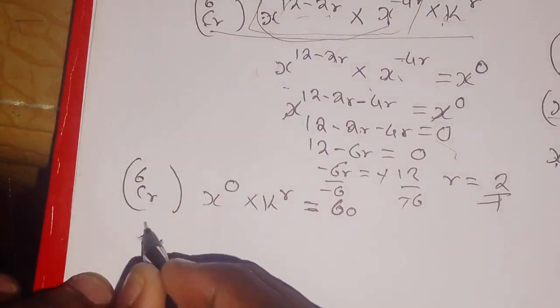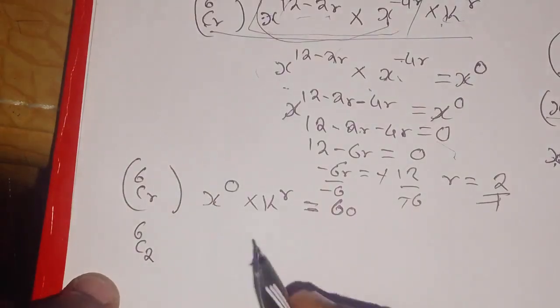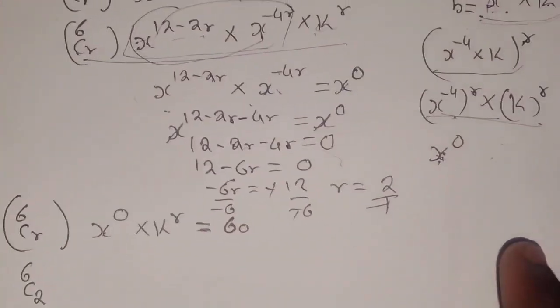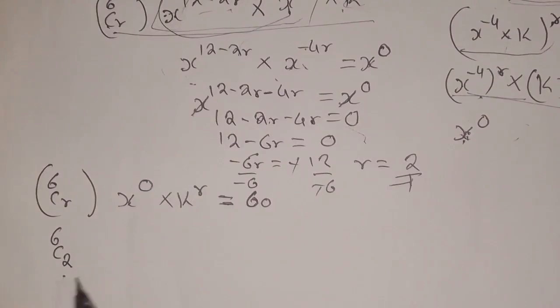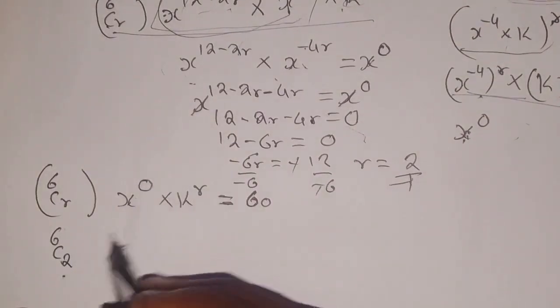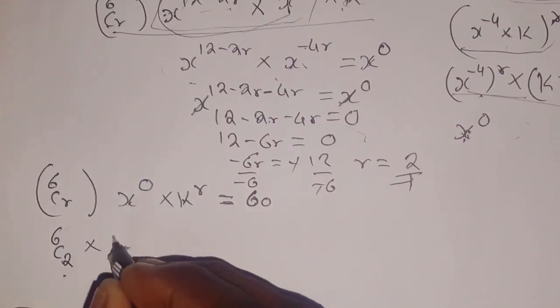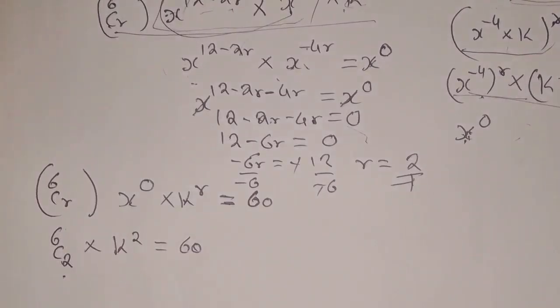So we're going to have 6 choose 2, x to the power 0, that's 1. Any number or letter to the power 0 is 1. So 6 choose 2 multiplied by k to the power r, which is 2. So we're going to have k squared, and this is equal to 60.